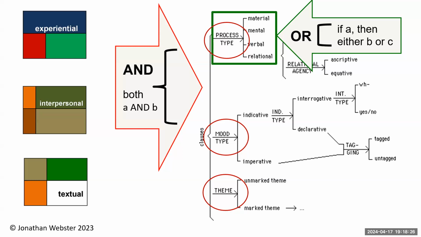For example, you have a choice of process type. You have a choice of food type. Will it be a question or will it be a declarative? You have a choice of theme. All three choices are being made simultaneously, concurrently. At the same time, you have or choices. So these are and these are or. You have a material or mental or verbal or relational.